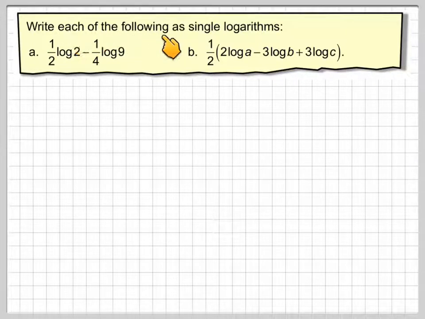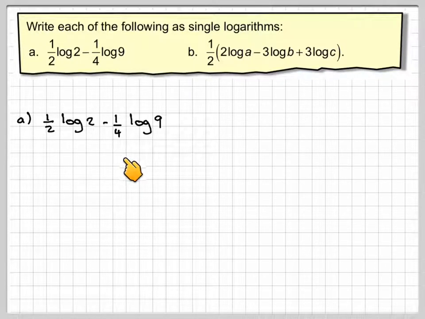Write each of the following as single logarithms. So we've got a half log 2 minus a quarter of log 9, and b, a half brackets 2 log a minus 3 log b plus 3 log c. Okay, let's do the first one. So we've got a half log 2 minus a quarter log of 9.